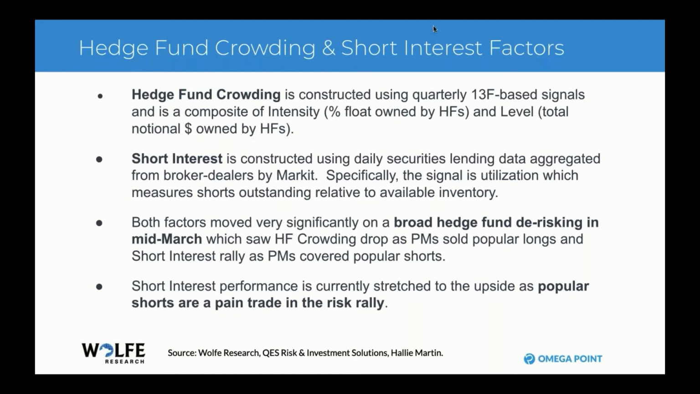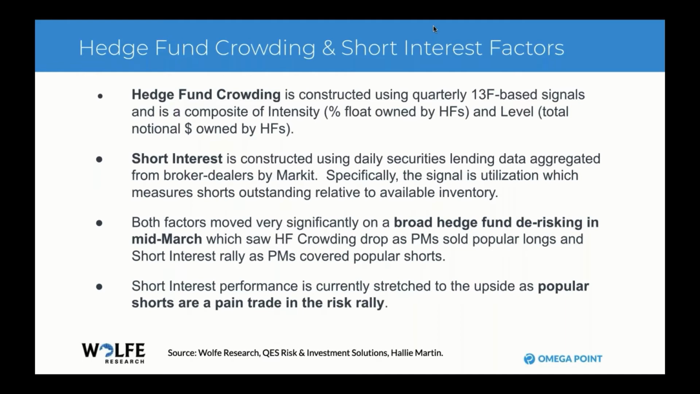So both our hedge fund crowding and short interest factors moved very significantly in mid-March, when we know there was anecdotal evidence of broad hedge fund de-risking across the industry. This occurred as broker-dealers raised the cost of financing and VaR limits kicked in, forcing portfolio managers to sell their popular longs and cover their popular shorts due to these catalysts. Hedge fund crowding then dropped as PMs sold their popular longs, and the short interest factor, which is constructed as high short interest names minus low short interest names, rallied as PMs covered their popular shorts.